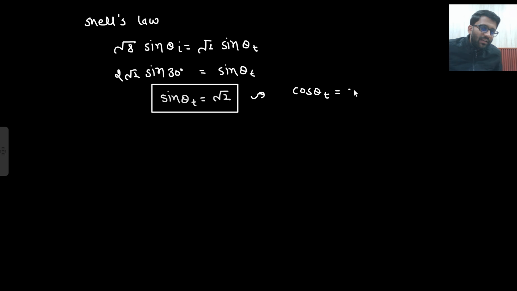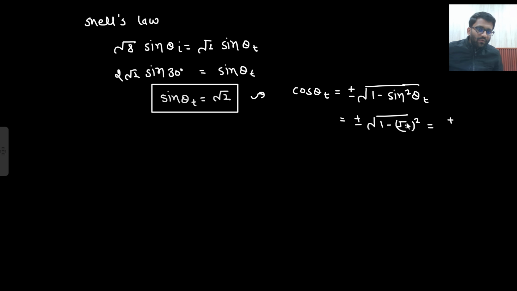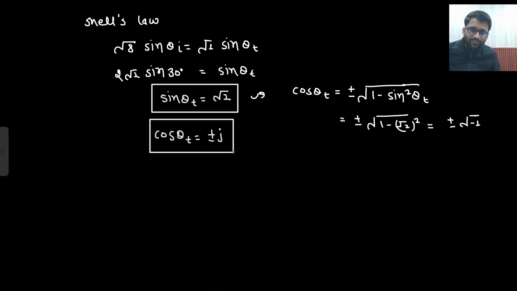So what will be my cos theta t? Cos theta t will be plus minus under root 1 minus sine square theta t. Do you agree to this point? Plus minus under root 1 minus root 2 square. What is root 2 square? That is 2. 1 minus 2 would be minus 1. So this is under root minus 1, and that is j. So from here cos theta t is equal to plus minus j. You are agreeing to this point?